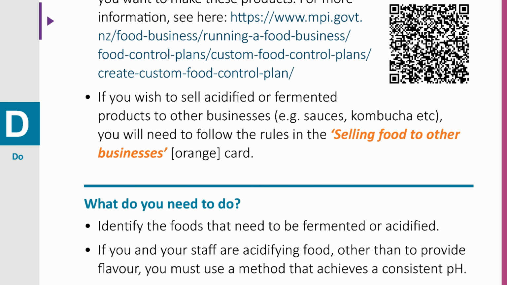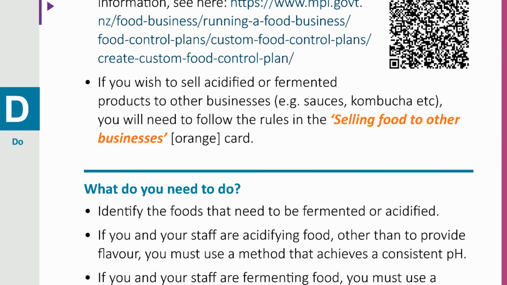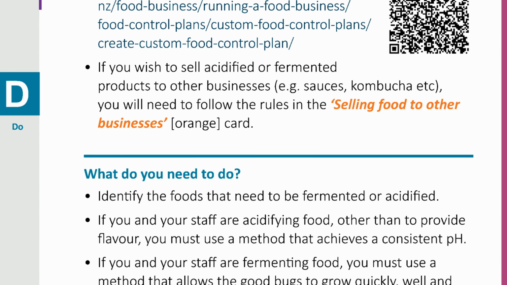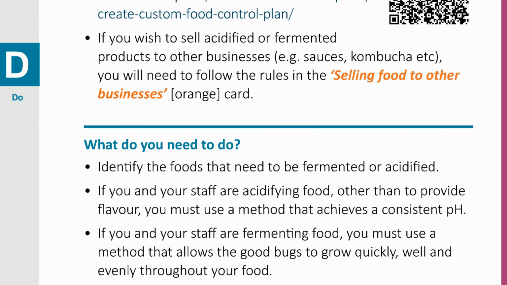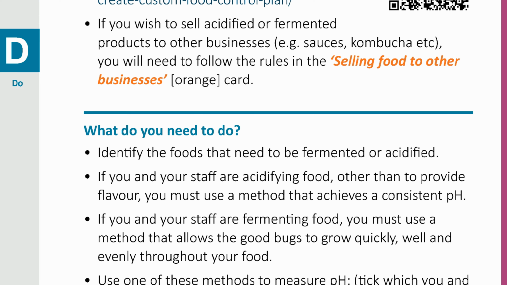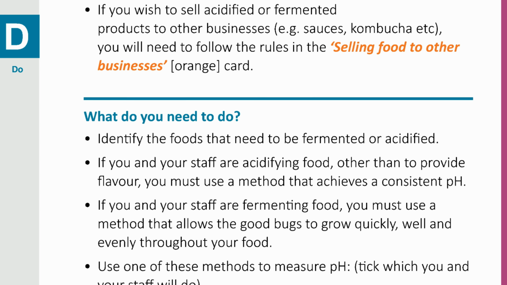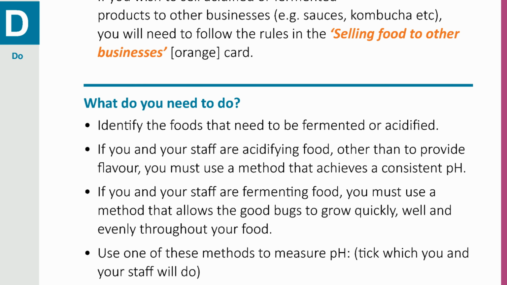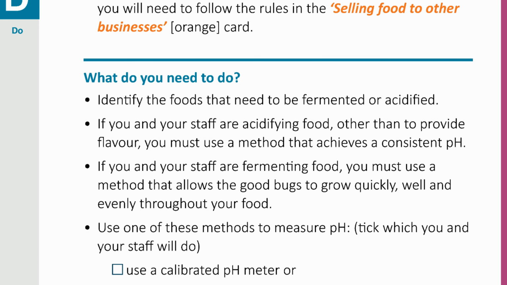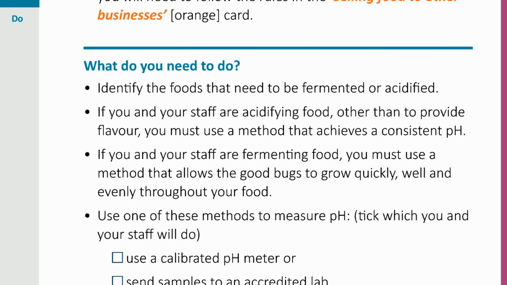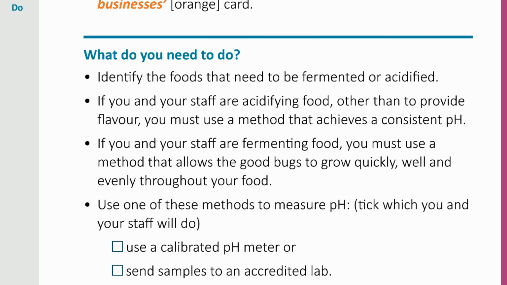What do you need to do? Identify the foods that need to be fermented or acidified. If you and your staff are acidifying food, other than to provide flavor, you must use a method that achieves a consistent pH. If you and your staff are fermenting food, you must use a method that allows the good bugs to grow quickly, well and evenly throughout your food.